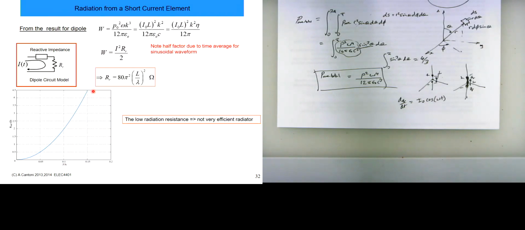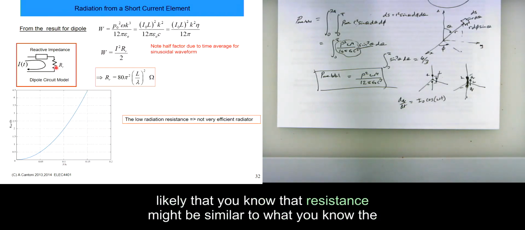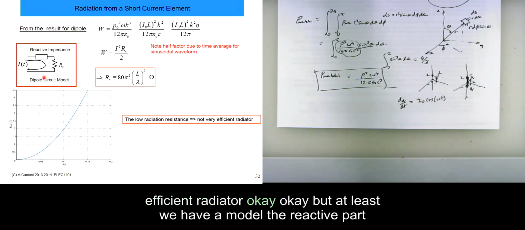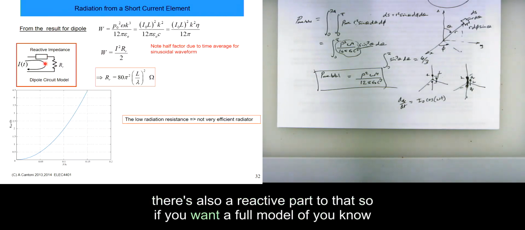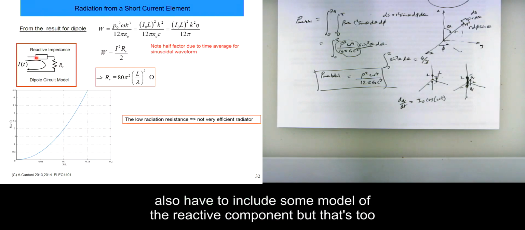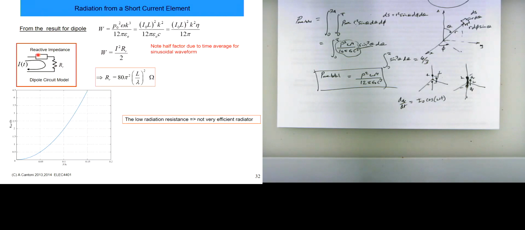So it's likely that the resistance might be similar to the ohmic losses in various components. So it's probably not a very efficient radiator. But at least we have a model. There's also a reactive part to that. If you want a full model of that small length of wire, a small current element, you'd also have to include some model of the reactive component, but that's too complex to handle here.